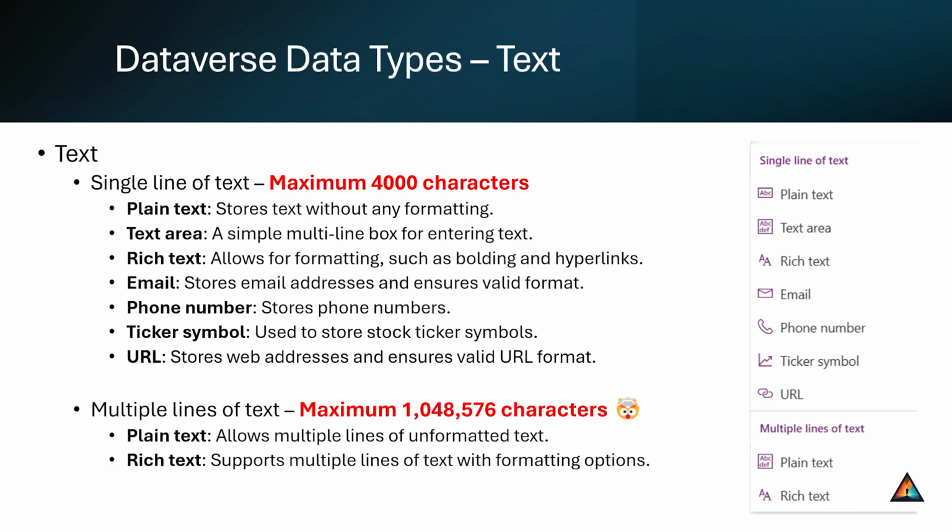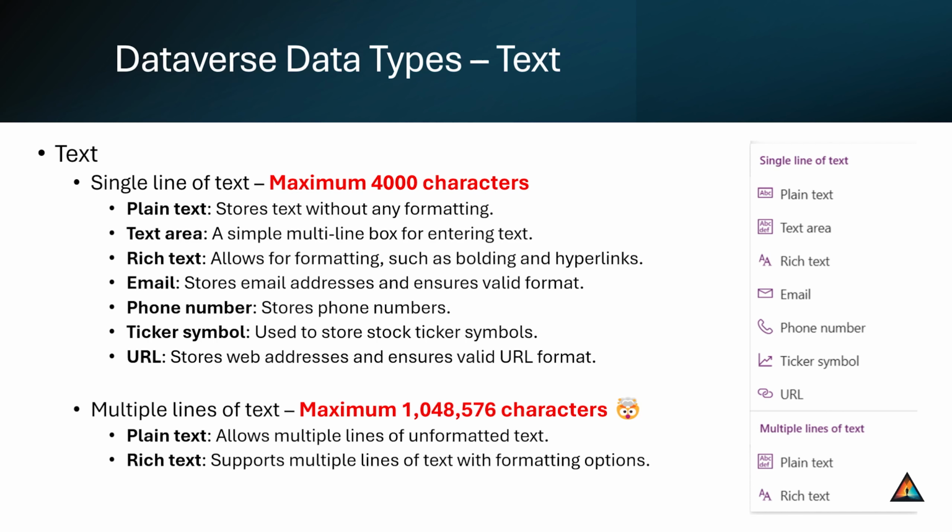Let's start by looking at the Dataverse data type for text. A single line of text is the first type of text data type that you can choose. The first of those is plain text, which stores text without any formatting. Then you have a text area, which is very similar in that it's a simple multi-line box for entering text. You have rich text, which allows for formatting, such as bolding and hyperlinks. You have email, which stores email addresses and ensures a valid format. Then you have a phone number, which stores the phone number. The ticker symbol, which is used to store stock ticker symbols. And then you have a URL as well to store web addresses.